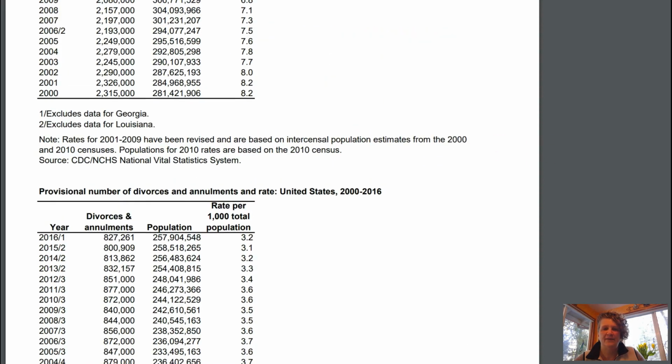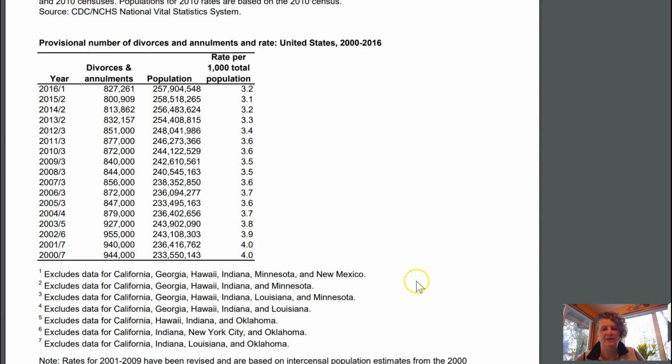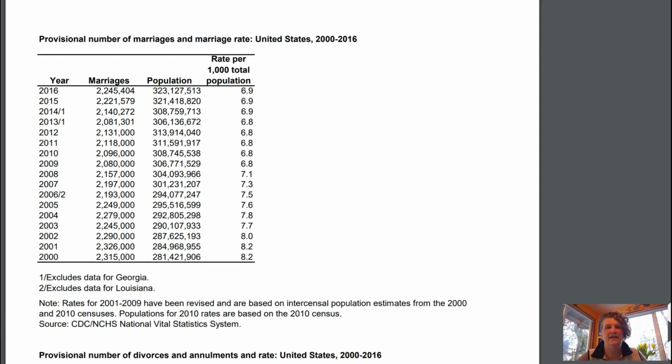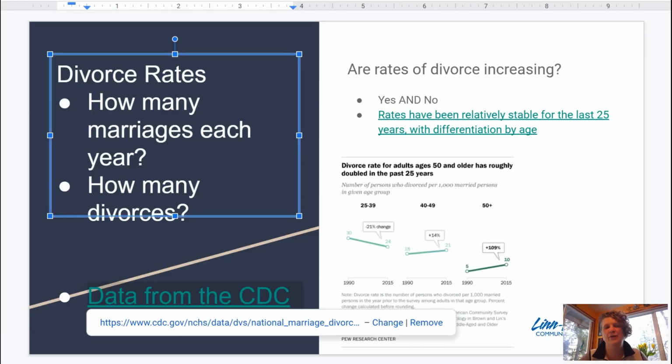Notice no set of data is perfect. Up here, it's excluding some of the data from Georgia and Louisiana. Down here, it has to exclude some of the data from California, Georgia, Hawaii, Indiana, Minnesota, and New Mexico. So it's very tricky getting this kind of data. Just think about this as the rough numbers of what we have.